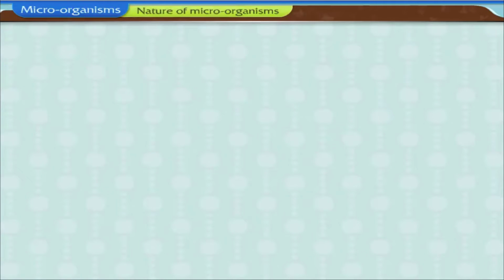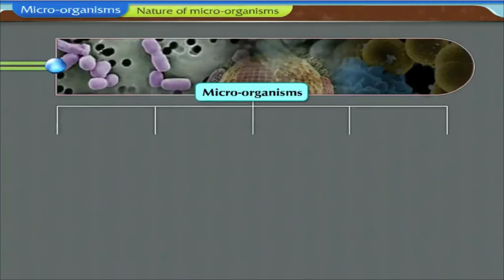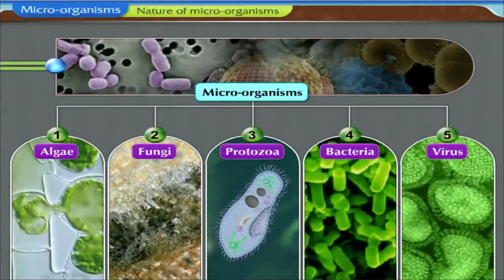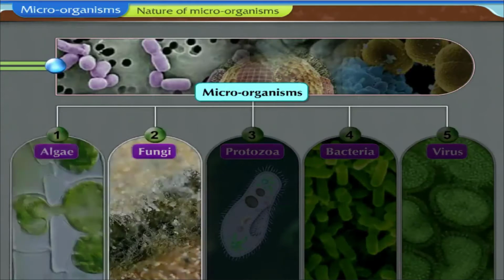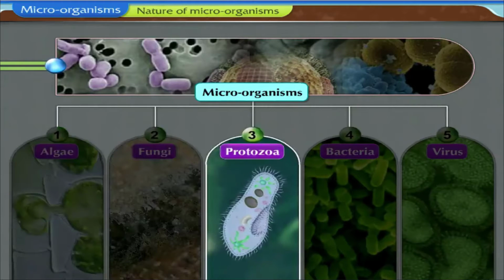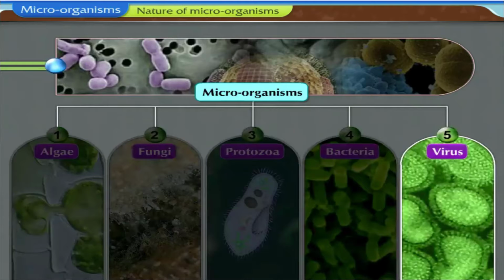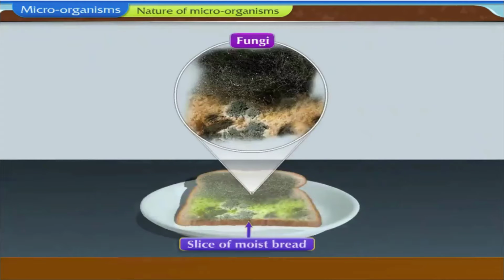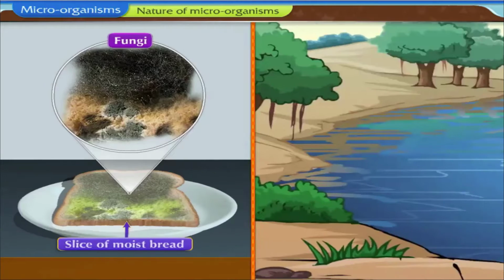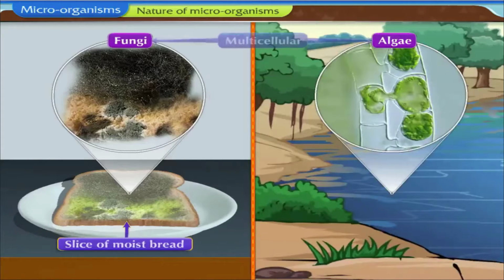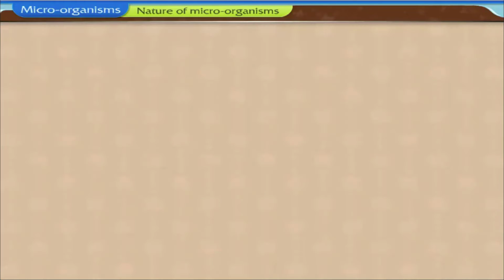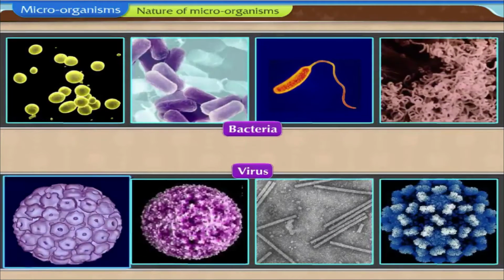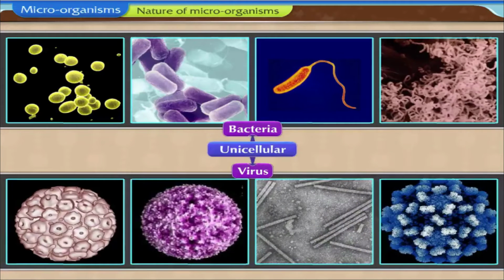Nature of microorganisms. According to shape and life processes, microorganisms are classified as algae, fungi, protozoa, bacteria, and viruses. Some microorganisms, like the fungus that grows on bread or strands of algae in ponds, are multicellular. However, most microorganisms, such as bacteria and viruses, are unicellular.